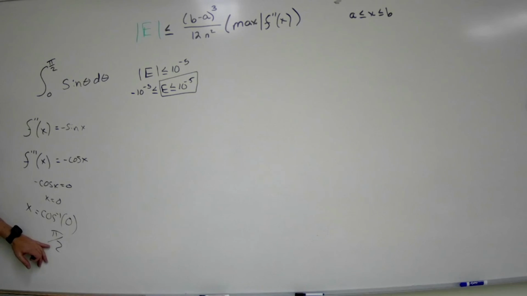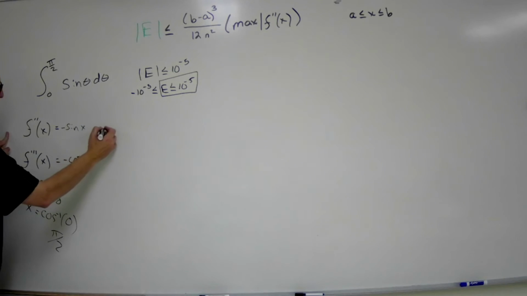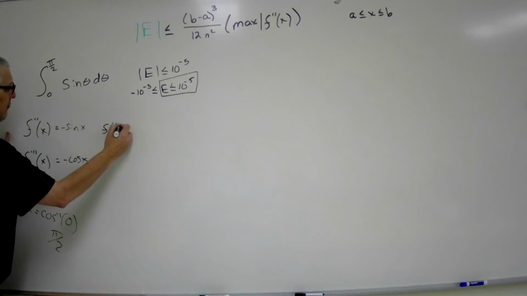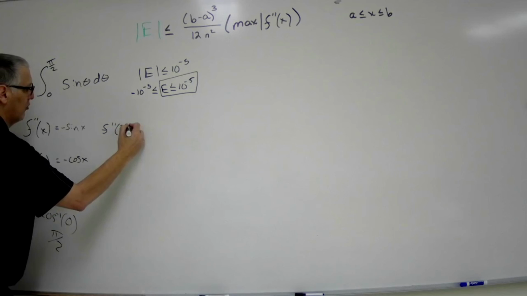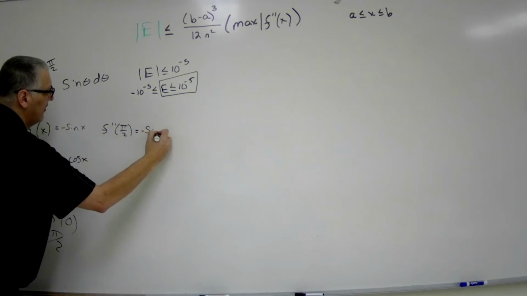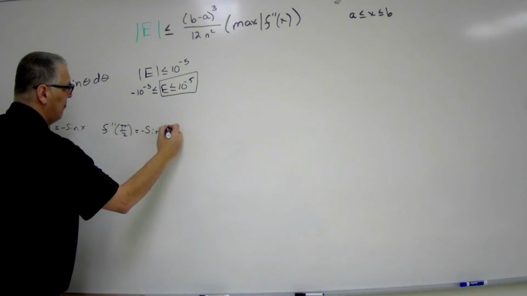We don't need all the other answers because in pre-cal you learn to find all the other answers, but it's only pi over 2. That's all we need because that's what's in my A and B. So now, for f double prime, we need to do pi over 2 of negative sine of pi over 2.